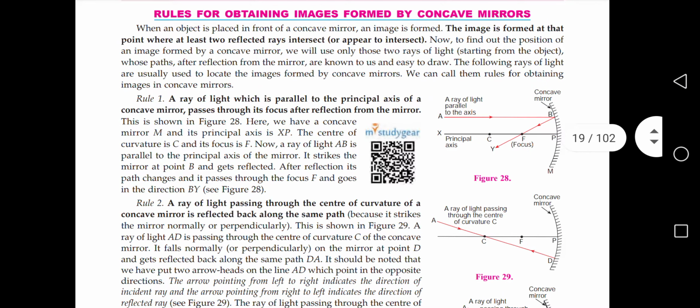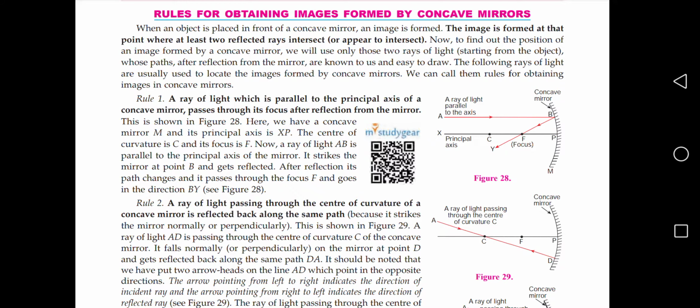In this video, we shall discuss the rules for obtaining images formed by concave mirrors. In the previous video, we discussed what is a concave mirror, what is a convex mirror, and different technical terms related with these mirrors. We came to know what is center of curvature, principal focus, principal axis, pole, aperture, and focal length and radius of curvature. If you have not studied that, please go back and study because it is very important.